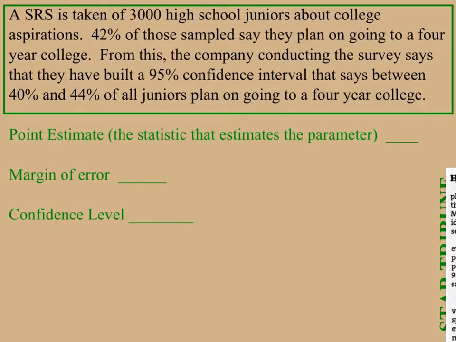Now we usually use proportions, so I'm going to use 0.42. The margin of error is the number that takes us from our point estimate of 0.42 to the ends of our interval. So our margin of error here is 2% or 0.02. And our confidence level is this number right here.